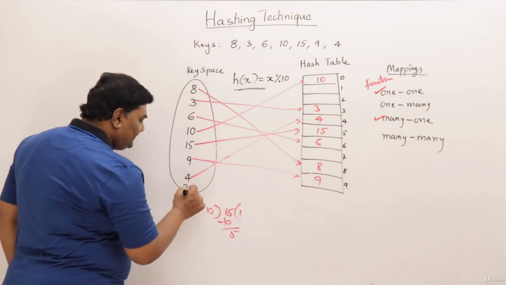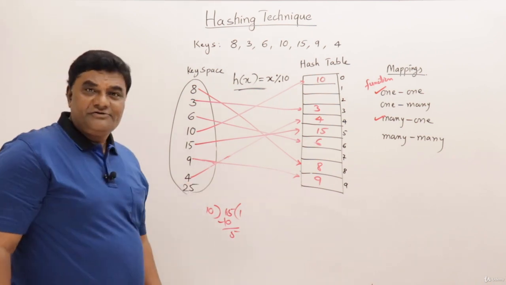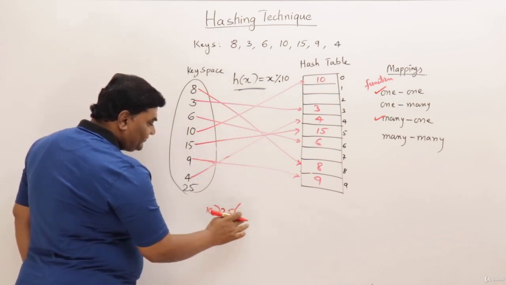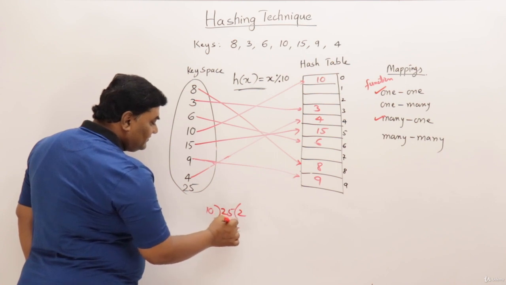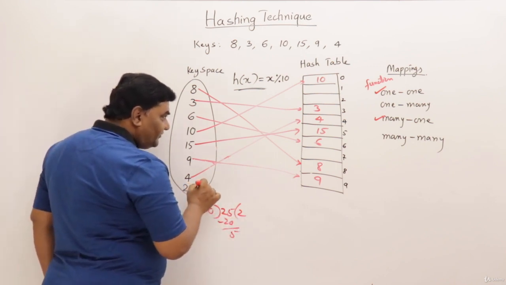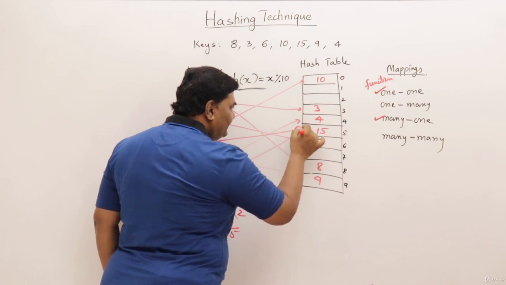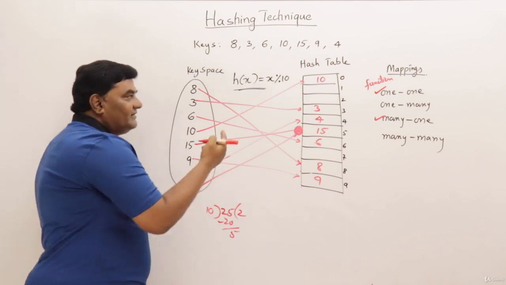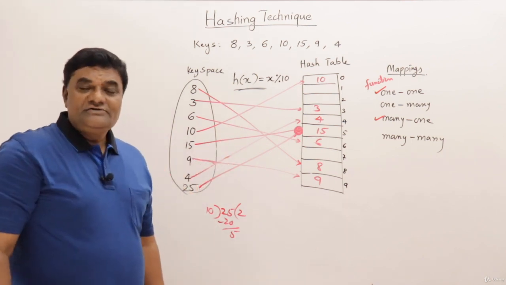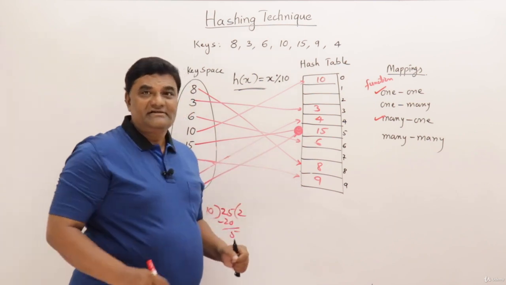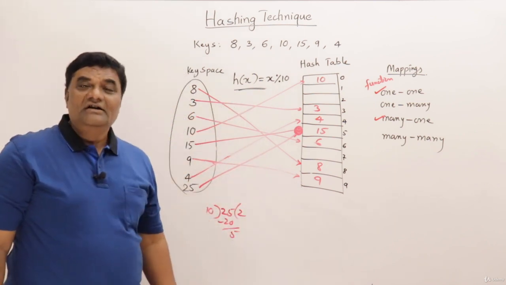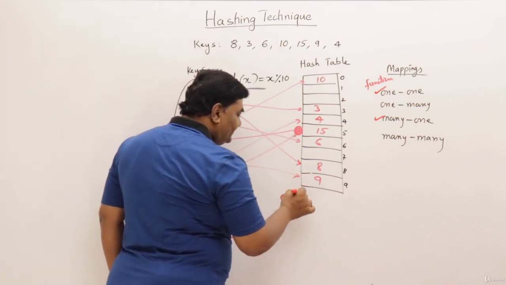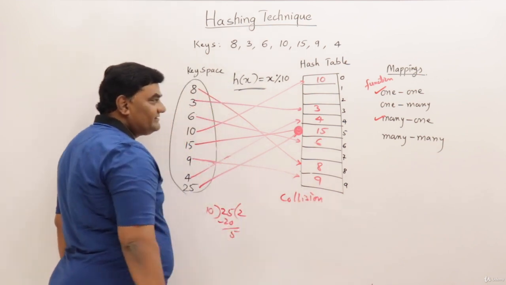If I have a key value 25, where should it be mapped? 25 mod 10. 10 goes to 20, and the remainder is 5. So this 25 is also mapped on index 5. See, 15 is already present there. Then for 25, there is no space. So two keys are mapped at the same index because we have modified the hash function to this modulus hash function. When two keys are mapped at the same location, we call it a collision. So there is a collision of keys.